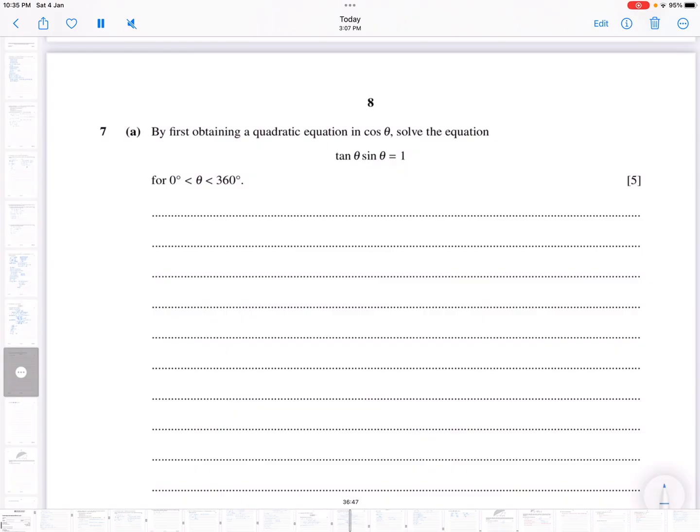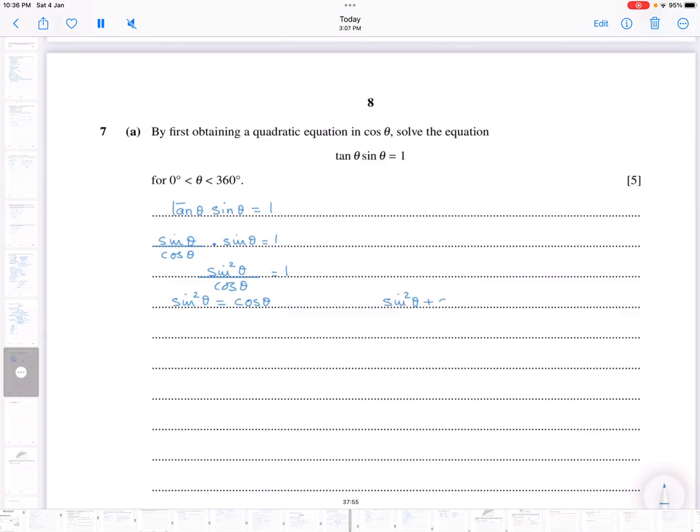In question number 7, by first obtaining a quadratic equation in cos theta, solve the equation tan theta sin theta equals 1, for theta greater than 0 and less than 360. Okay, so tan theta sin theta equals 1. Tan theta I can write as sin theta over cos theta, times sin theta, equals 1. So sin squared theta over cos theta equals 1, so sin squared theta equals cos theta.